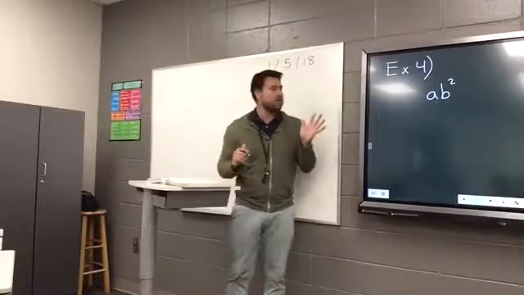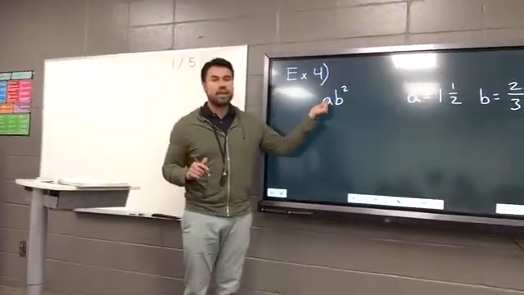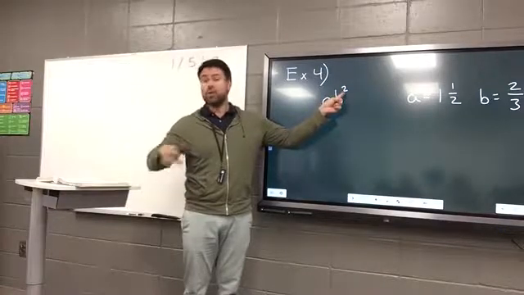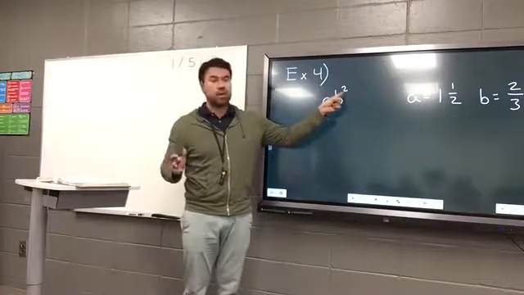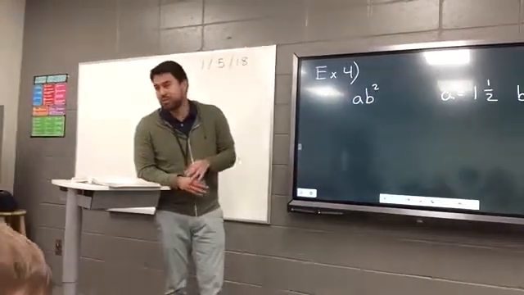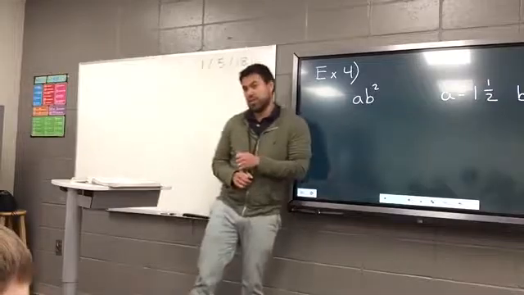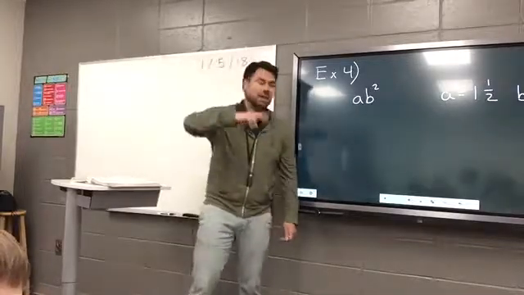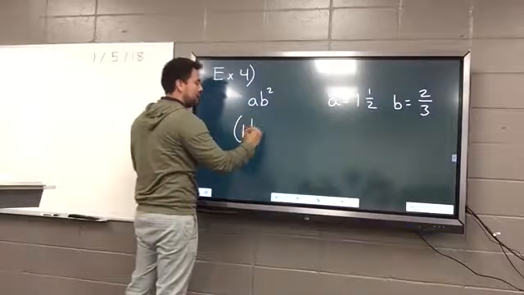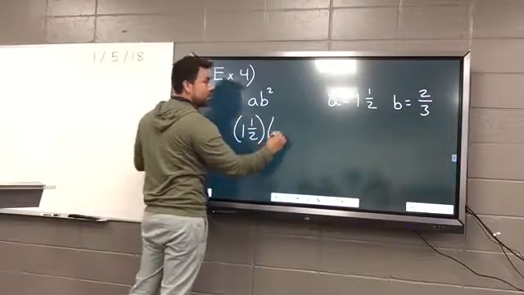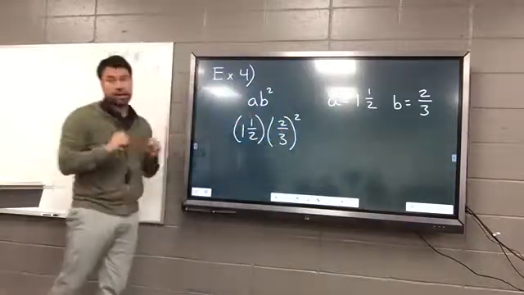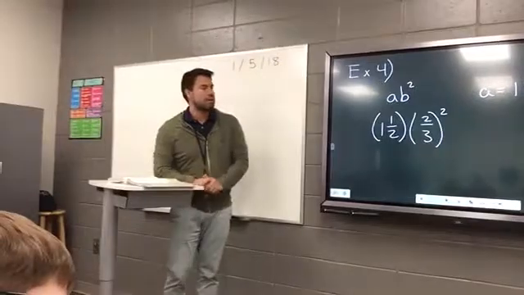On this problem, I have to realize I have multiplication going on and squaring going on, or use of exponents. Do you guys remember order of operations? What do you do first? Exponents come first, then multiplication. All right, now I'm going to replace the numbers where they belong. So I'm going to put 1.5 for A, and then I'm going to put 2/3 for B, and don't forget that squared part. So that's what my problem is.